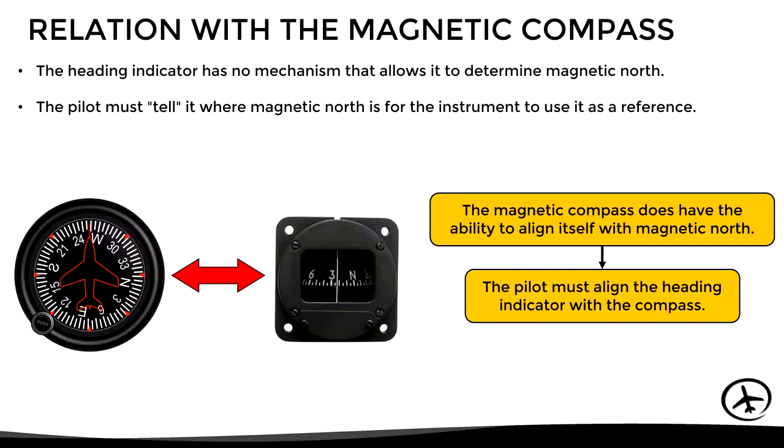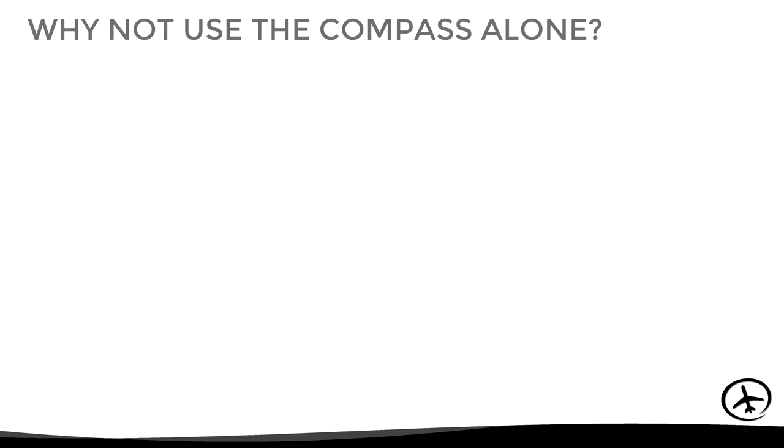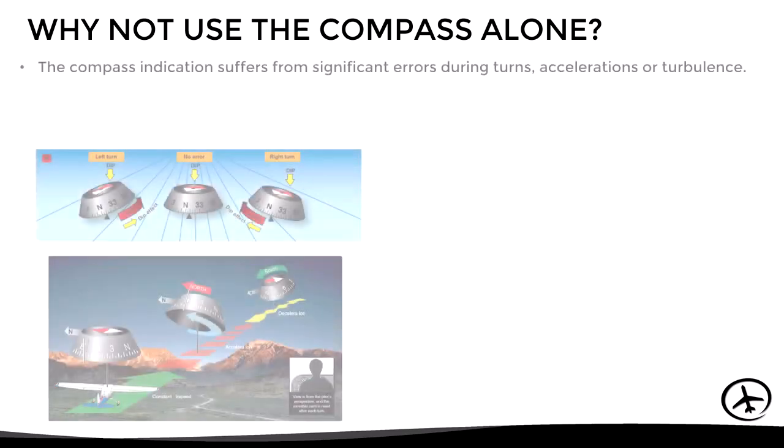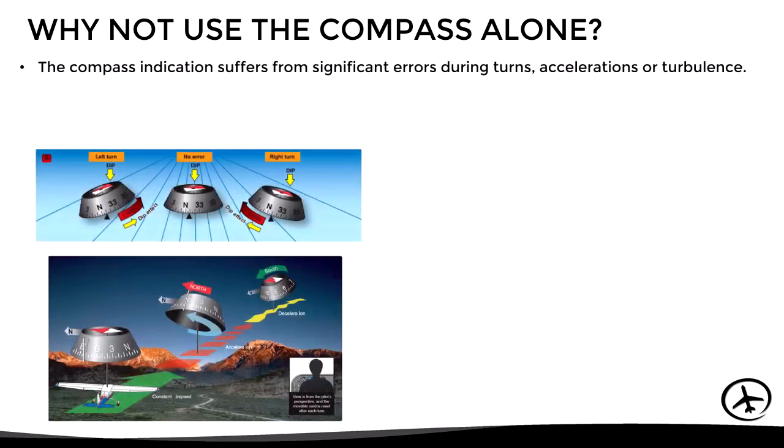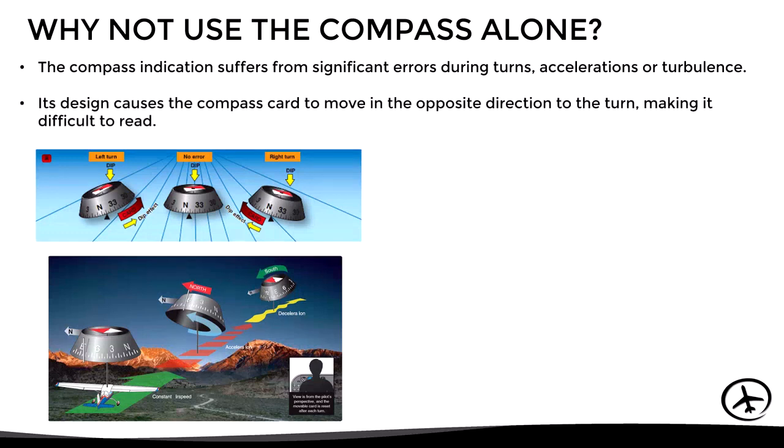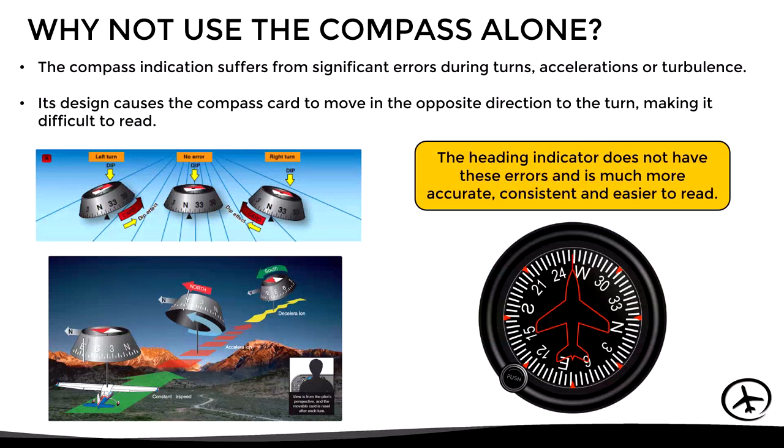At this point we might think, if we need to constantly align the heading indicator with the compass, why not use the magnetic compass alone? Well, the answer is that, as we've seen in previous videos, the compass indication suffers from significant errors during turns, accelerations, maneuvers, or turbulence. And apart from this, its design causes the compass card to move in the opposite direction to the turn, making it difficult to read, especially under high workloads. On the other hand, the heading indicator does not present these errors and is much more accurate, consistent, and easier to read. That's why it is the main instrument used for heading indication.